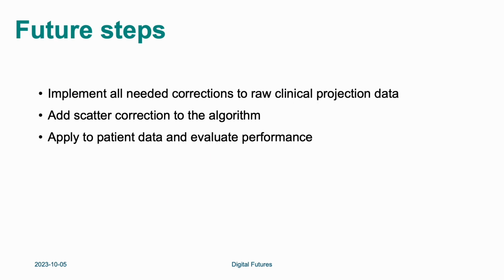From now, we would like to port these two methods to real data. In order to do so, we need to implement the correction on raw clinical projection datasets, which is a bit of a pain because you need to understand what the vendors are doing and how they are compressing the data, and they are not really telling us how they do it. And then we have to add scatter correction to the algorithm, which in principle is not difficult, but in practice it will require some work.